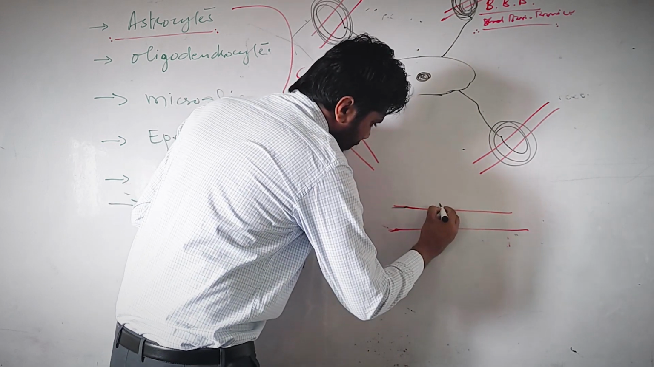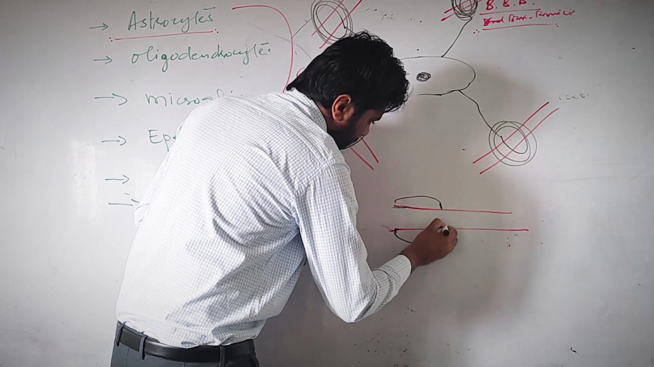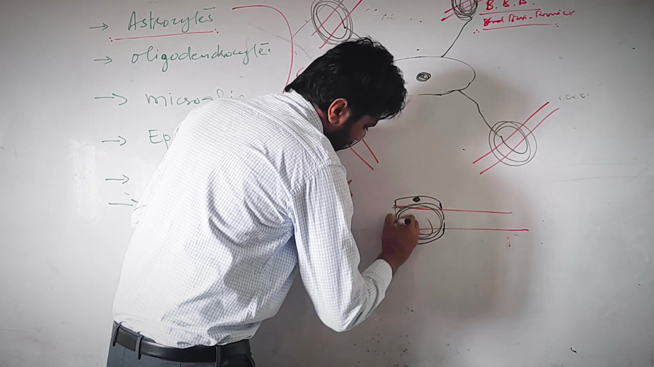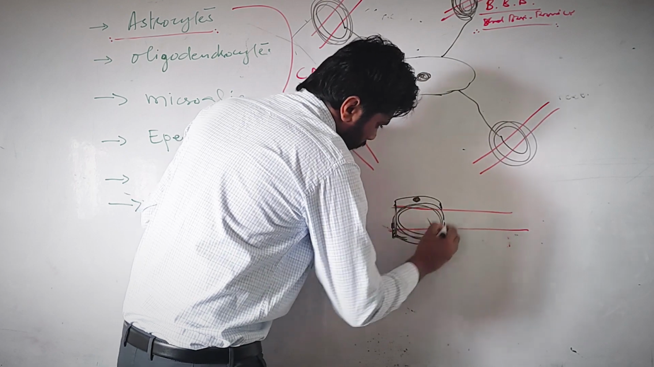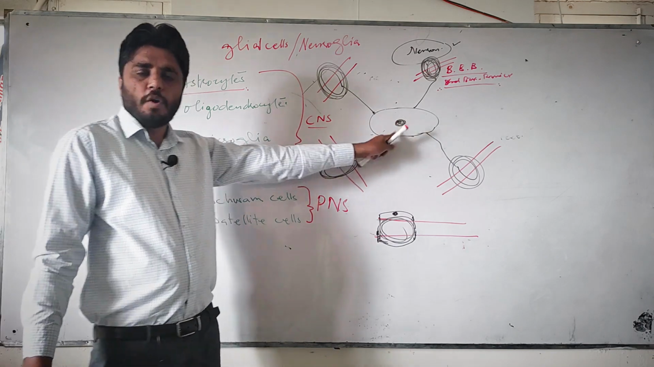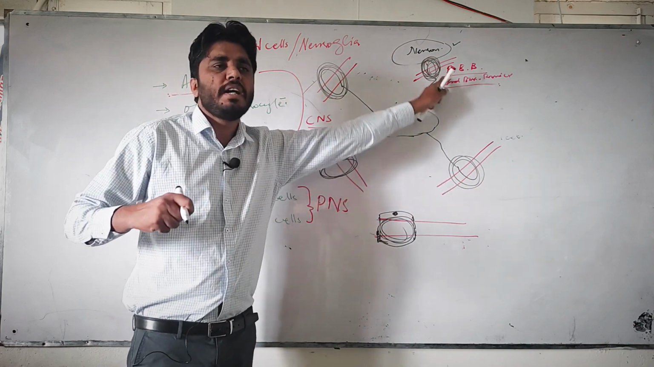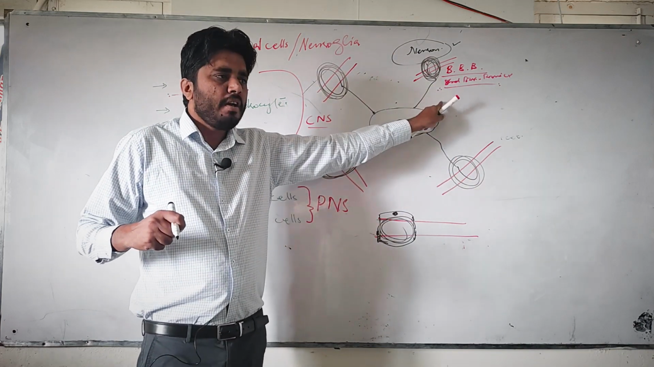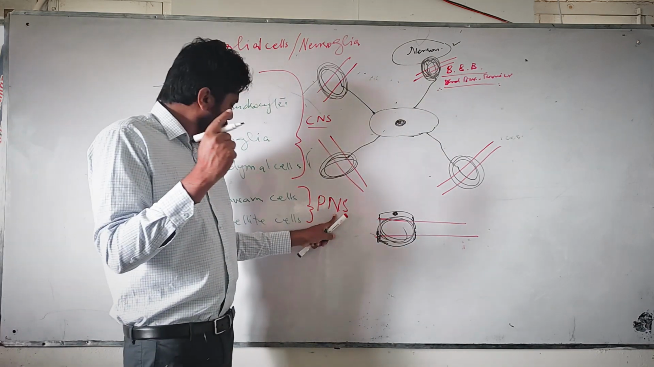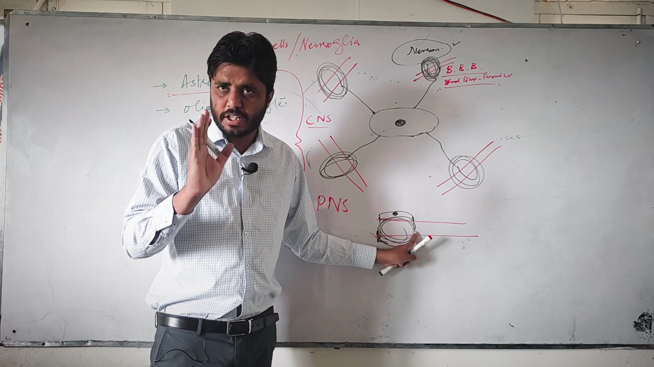So if you are looking at it like this, one Schwann cell wraps around the axon at a single time, but in the oligodendrocyte, one oligodendrocyte can cover many axons, can provide myelin sheath to many axons with the help of cellular processes. But in the case of the PNS, a single Schwann cell will be around a single axon. You are getting my point?